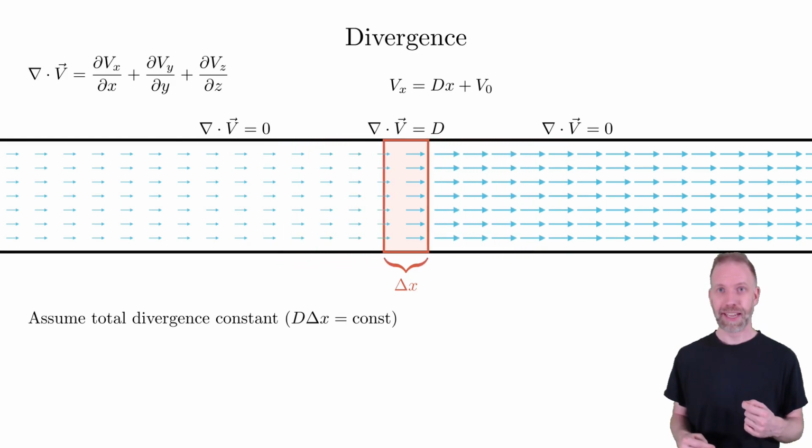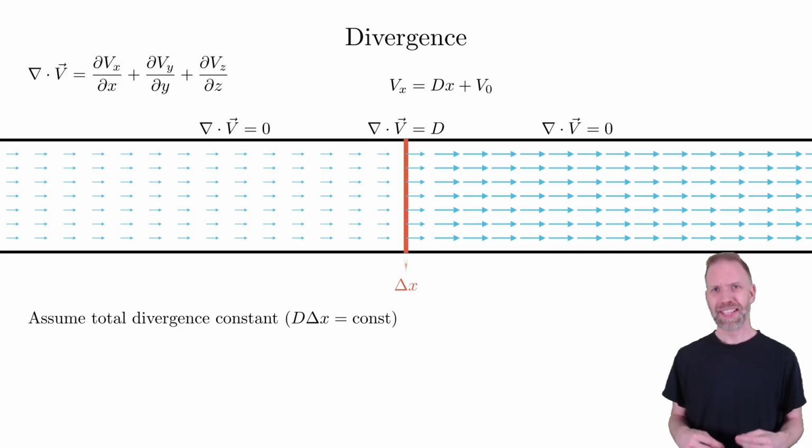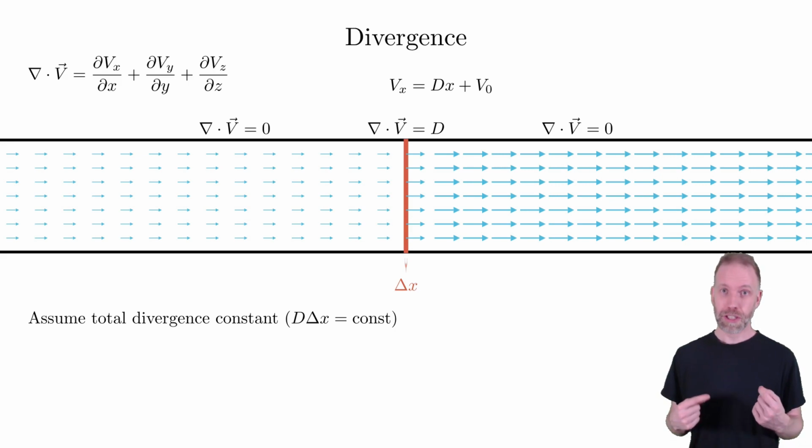The limit is when we let delta x go to 0 with d going to infinity, which causes a jump in the flow velocity. This may not be our typical application for fluid mechanics, but is commonly seen in electromagnetism when we have a charge distribution on the surface of an object.